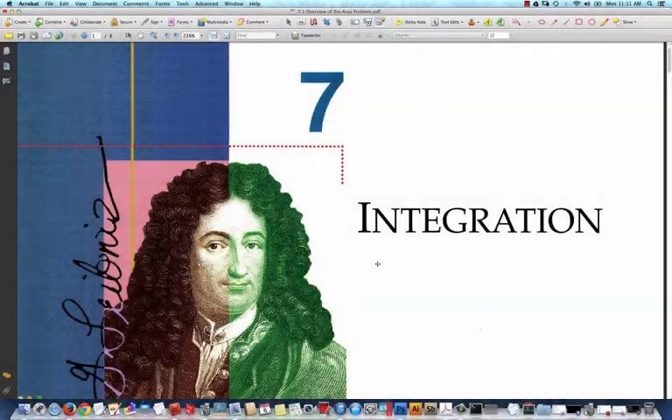Well, we finally made it. This is Chapter 7 on integration, and so we're going to get into what's called the area problem today.